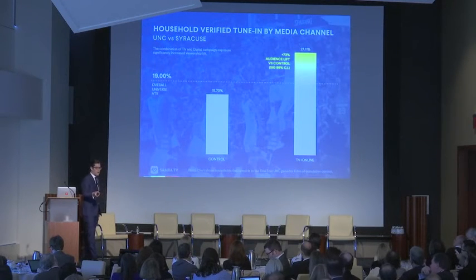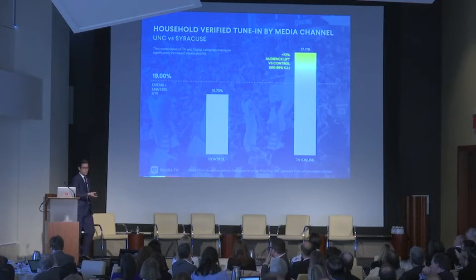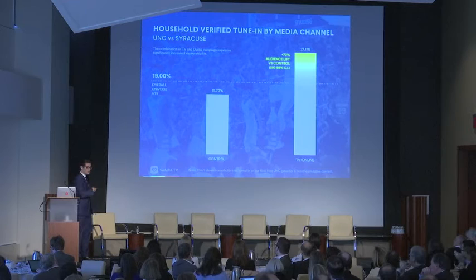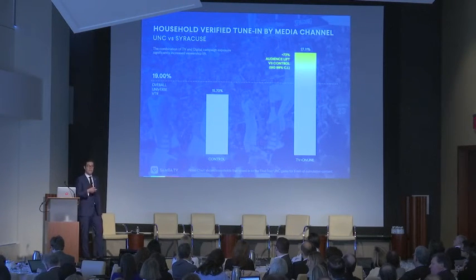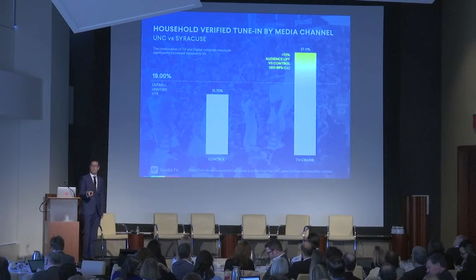And we saw a similar pattern for the UNC-Syracuse game that came on right after, where we now see a 73% audience lift that's also significant. So we are seeing that this marketing campaign that happened between the Elite Eight and Final Four is actually driving people, reminding them to come back and view the next round of the event.